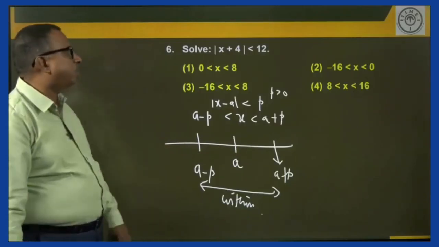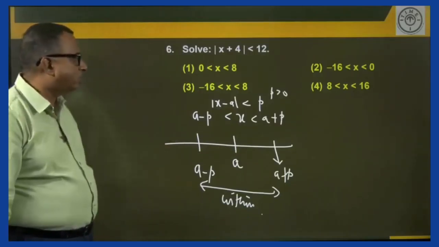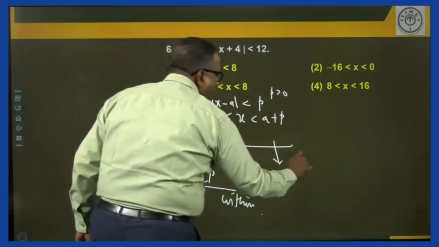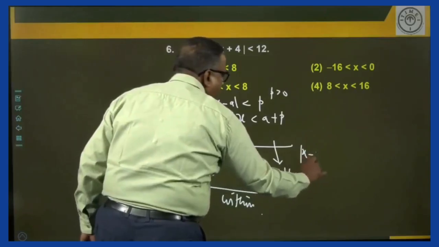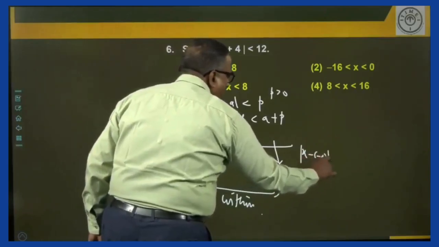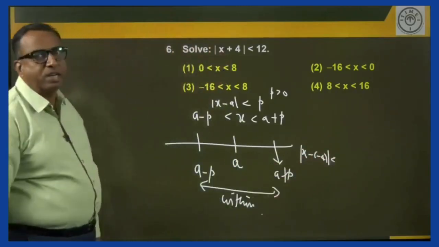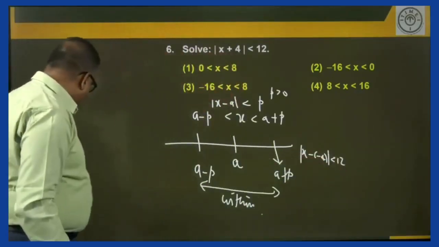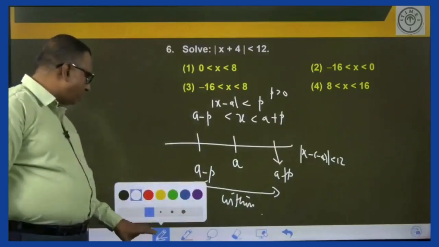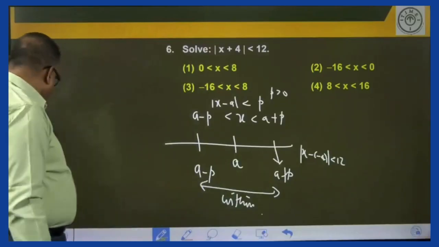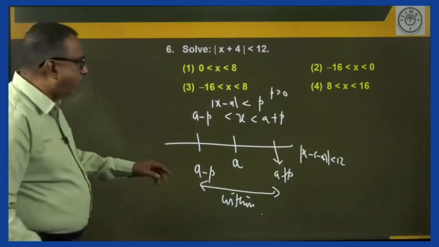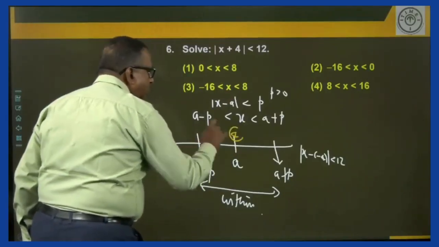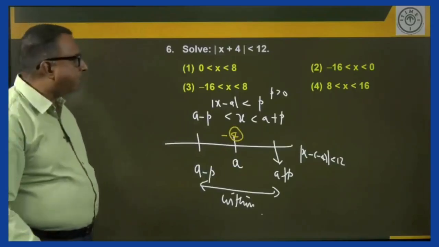If we have this clarity, we can do this problem easily. Now we have what? Mod x plus 4. So you can write it as mod x minus of minus 4, less than 12. Here I'll change to yellow color. I think yellow color is working better. Yes. Look, what is a now? A is negative 4. Let us take a as negative 4. P is 12.